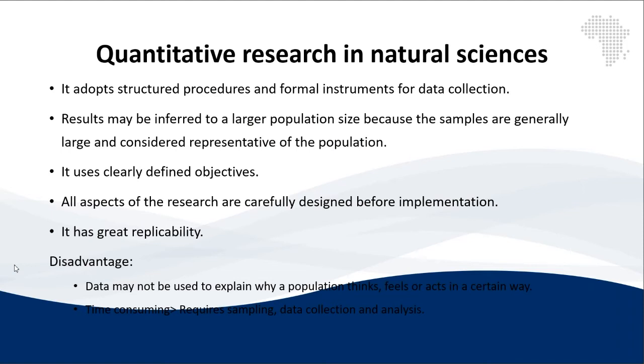So quantitative research in natural sciences adopts structured procedures and formal instruments for data collection. Results may be inferred to a larger population because the samples are generally large and considered representative of the population. It uses clearly defined objectives. All the aspects of research are carefully designed before implementation. Furthermore, it has great replicability. So if you are able to clearly indicate your objective, and exactly how you went about collecting your data and getting your results, someone else should be able to replicate exactly what you did and get the same findings that you got in your study. So that is what is meant by replicability.